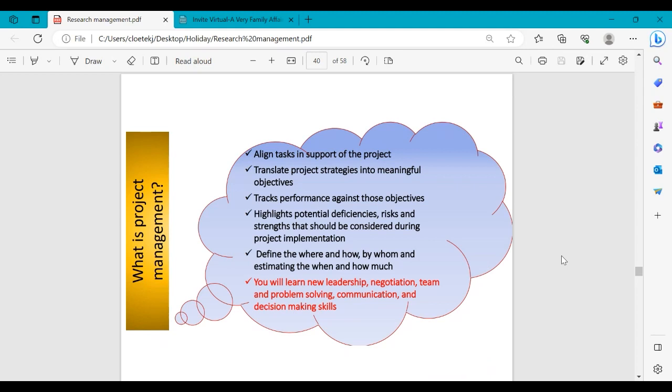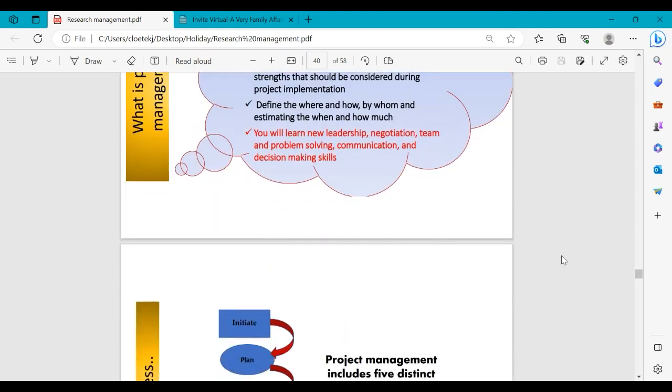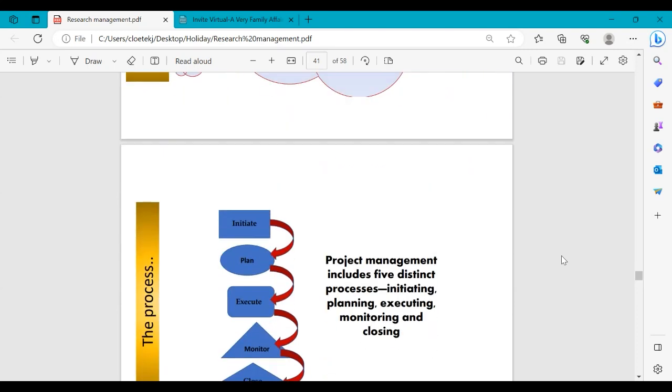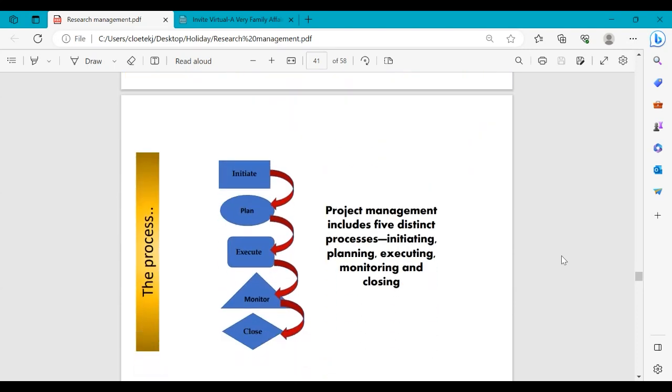Now, when you are planning your project, there are also a lot of project management workshops and leadership workshops out there. This is important to do because you learn new leadership skills, negotiation skills, team and problem solving, communication skills, and important decision-making skills. For example, if you run into a problem, you need to make a decision on how we're going to address this, how we're going to solve this issue. So when you're managing your project well, it will teach you a lot of efficient skills for you to succeed in the rest of your research career.